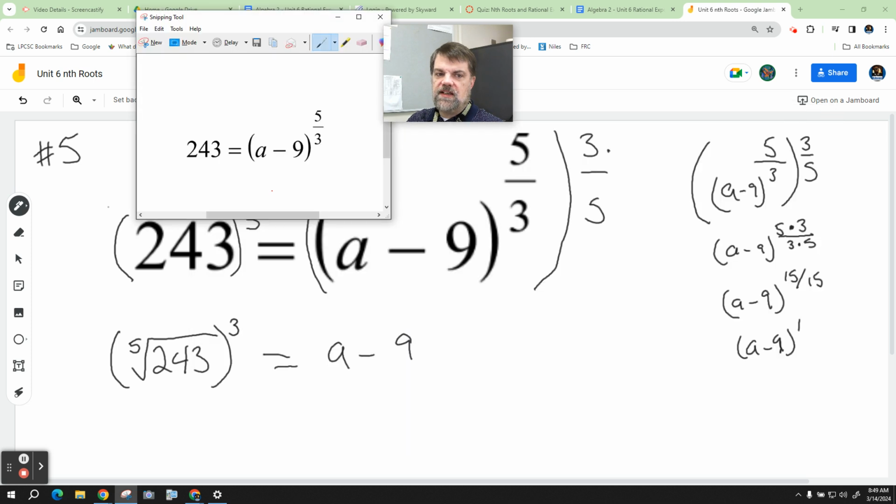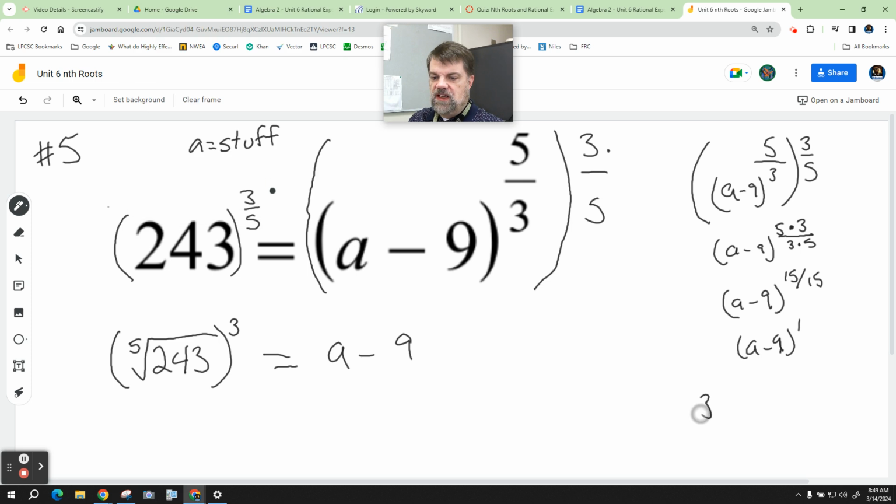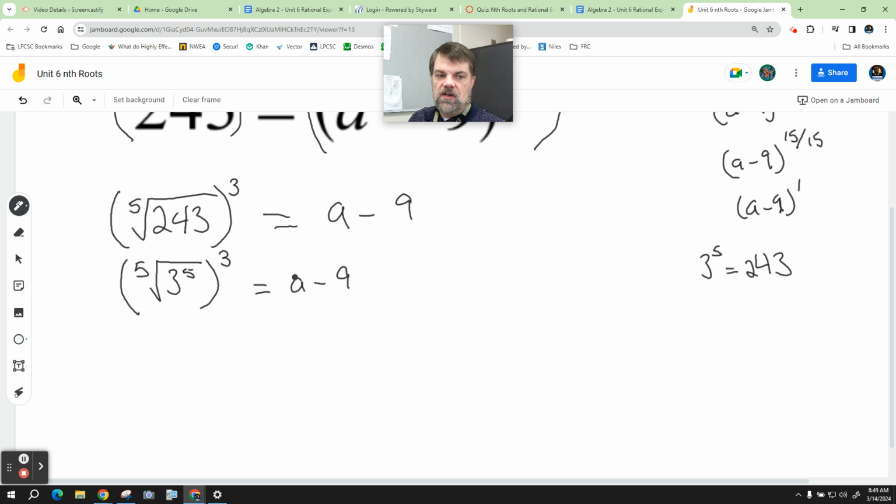So I'm going to write this over to the side. 3 to the 5th power is equal to 243. So then I get the 5th root of 3 to the 5th power, raised to the 3rd power, equals a minus 9. Remember that this cancels with this because they're the same power. So I'm just left with 3 to the 3rd power equals a minus 9.